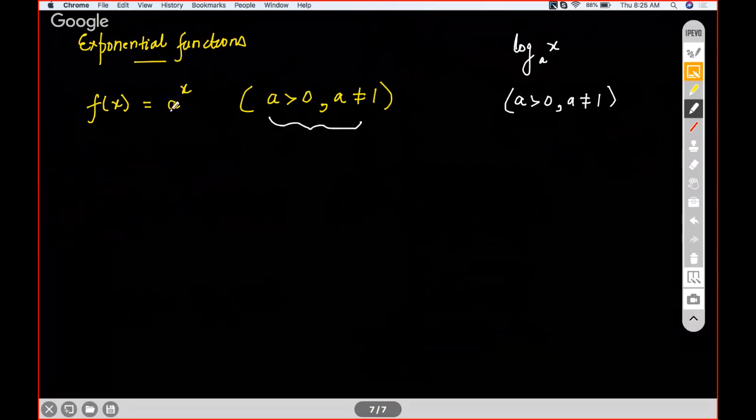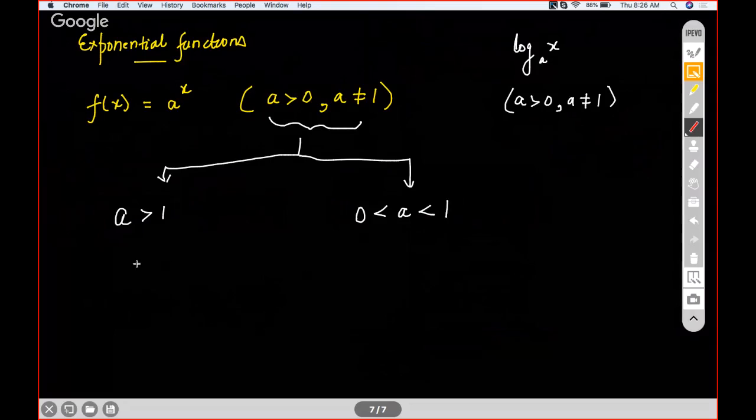If your a is negative, what happens? For fractional powers, you'll start getting imaginary values of f of x. And if a is 1, it will actually become a straight line, so that is treated as a constant function, not an exponential function. Now, when I say a is greater than 0 and not equal to 1, it means there are two possibilities. One where your a is greater than 1, and other when your a is between 0 and 1.